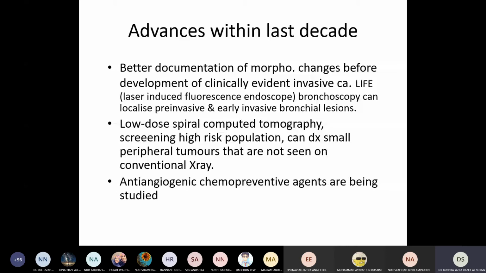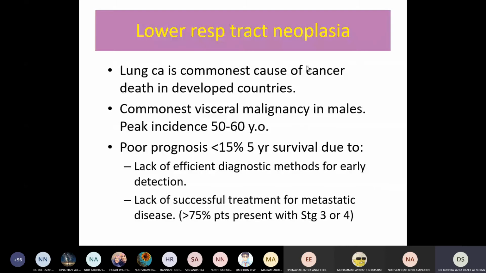Lower respiratory tract neoplasia. Lung cancer is the commonest cause of cancer death in advanced countries. The commonest visceral malignancy in males, with peak incidence at 50 to 60 years. Usually poor prognosis, less than 50% five-year survival, due to lack of an efficient diagnostic method for early detection and lack of successful treatment for metastasis. More than 75% of patients present with stage 3 and 4. Most lung cancer patients, when discovered, are already in stage 3 and 4.